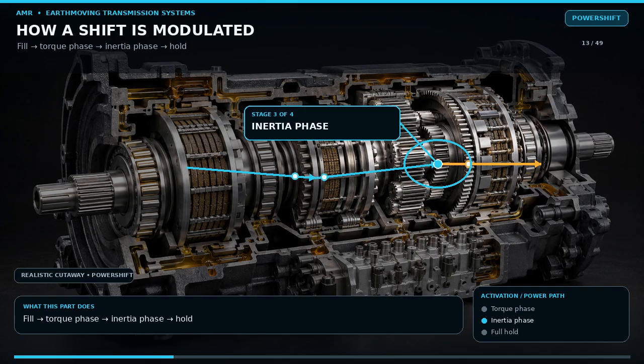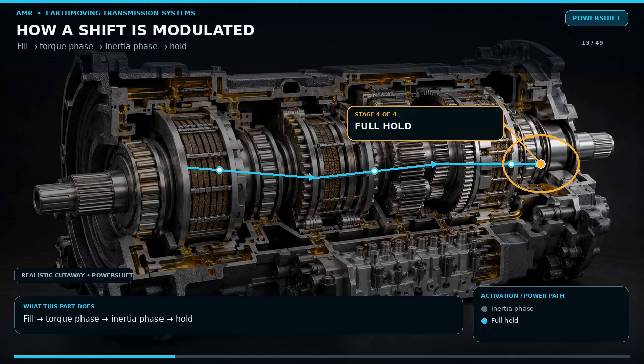If the oncoming clutch applies too late, engine speed flares and the machine hesitates. If it applies too early while the old clutch still holds, both ratios fight each other, causing a tie-up and harsh deceleration. Oil temperature, clutch wear, seal leakage, engine torque reduction, and calibration all affect this sequence.